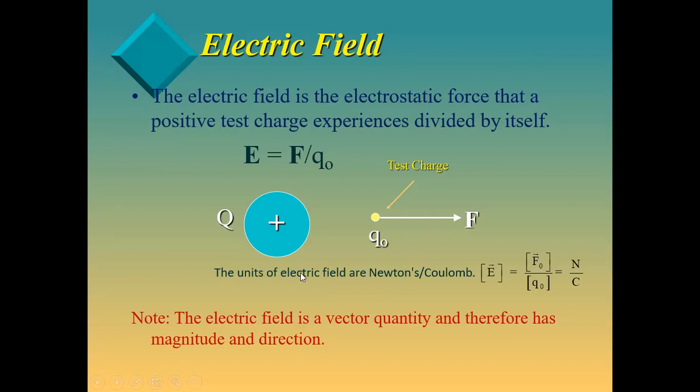The unit of electric field is newtons per coulomb. E equals force over Q, then it's Newton per coulomb.